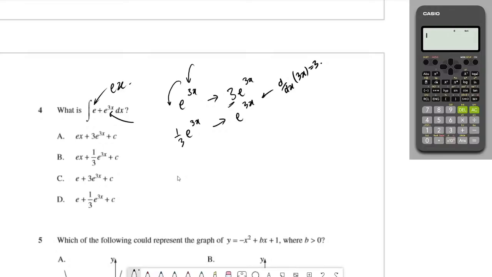So which one does that give us? Well, can't forget the constant term. So including the constant term, e^x, and then the third, 1/3 e^(3x), must be b.